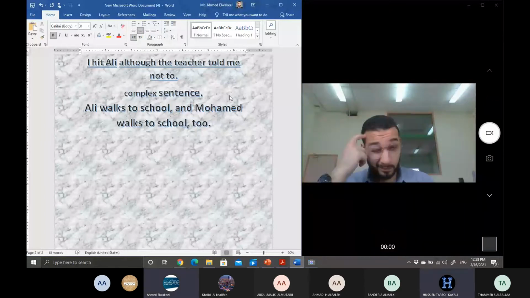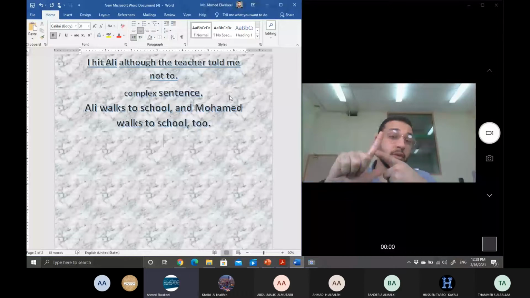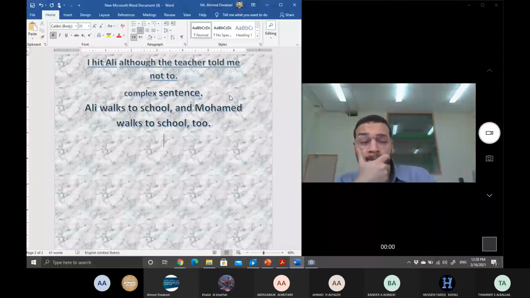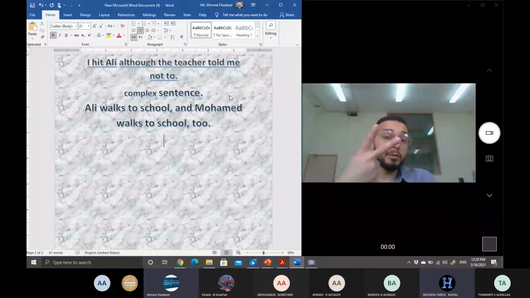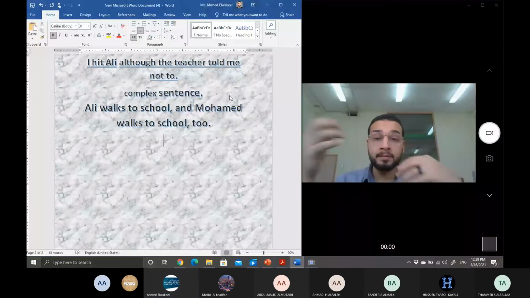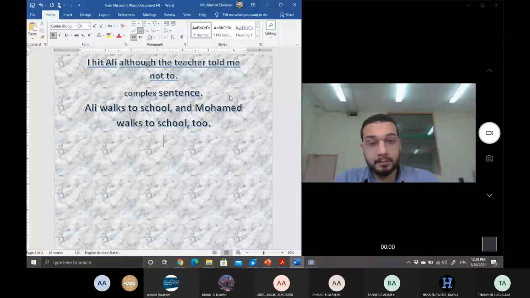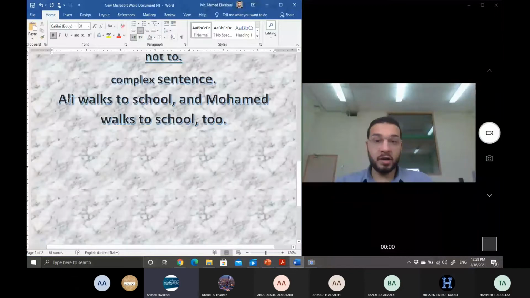Compound-complex means two independent clauses and one dependent clause. How many clauses do we have? Two. Only two. First look at the clauses you have. Are they independent or dependent or one and one? Ali walks to school, Muhammad walks to school. Independent or not? Yes. So they are independent clauses. Consequently, it's a compound sentence.